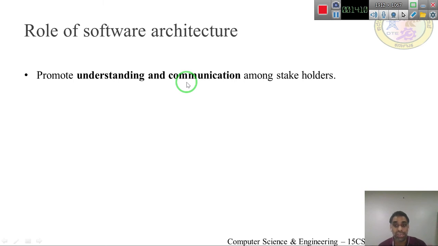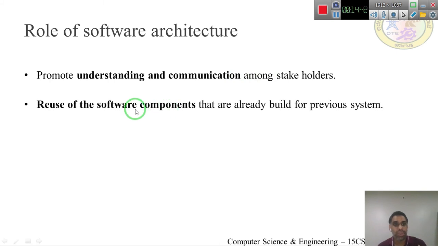Business people or customer can be a stakeholder, organization itself can be a stakeholder, right? So if something has to be understood, then there should be a communication between the stakeholder. So for any subject, if you want to understand it, what should be important? Communication should be important. So software architecture would provide you understanding and communication among stakeholders. Okay, so that is the first role.